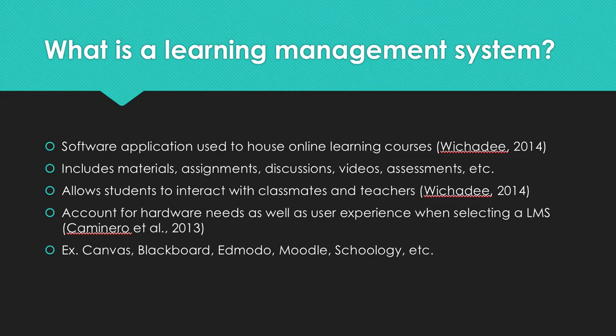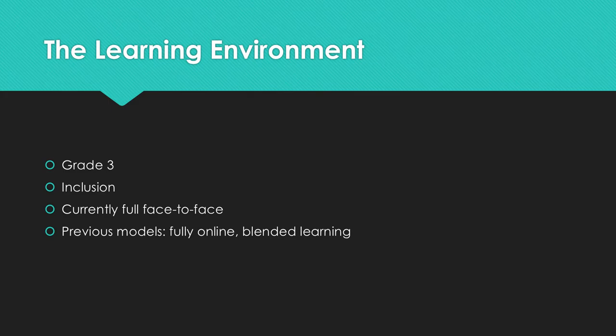When choosing an LMS, it is important to consider the hardware and student needs. For the purpose of this video, three LMS will be evaluated to suit the needs of a third grade inclusion classroom. The classroom is currently full face-to-face, but last year was fully online as well as blended. By evaluating the different LMS, teachers will be better prepared in the event that distance learning is necessary again, or if blended learning were to be incorporated. The three LMS that will be evaluated are Google Classroom, Canvas, and Schoology.